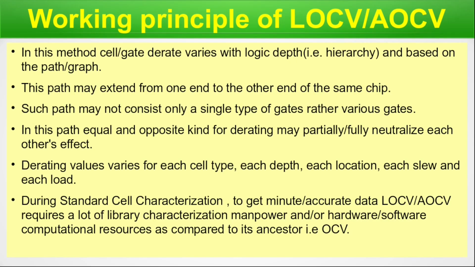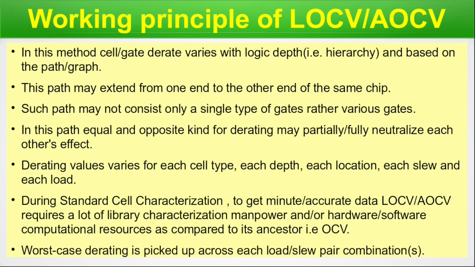This is one fact about the AOCV in the background, not in the STA tool, but in the background requirement, that is timing.lib. Worst case derating is picked up across each load or slew pair combination. So this is part of the method. We have the load slew pair, you know, from the timing.lib, right? So there we have the load slew pair and we have a LUT, and from there we pick the data. In case you have not watched the timing.lib episode in the STA series, go ahead. You can find it in the STA playlist and watch it from there. So folks, let's move on to the next slide.